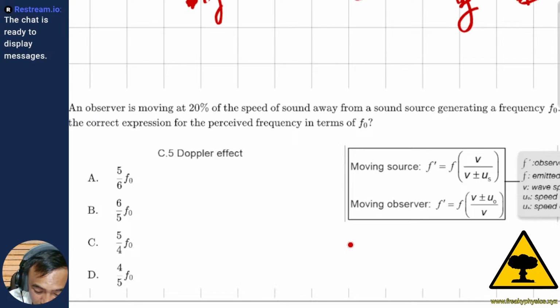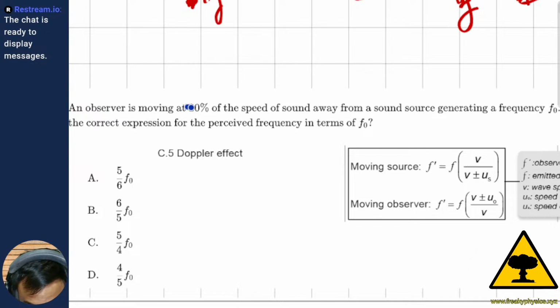They were just given the two equations, and then they had to figure out which one was which. Now, just so we're clear, f prime is the observed frequency, F here is the emitted or initial frequency, the u's will be the speeds of either the observer or the source, and V would be the speed of the wave. So all we have to do is apply the necessary formula.